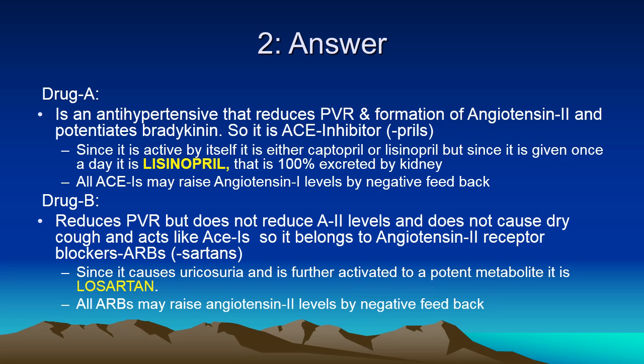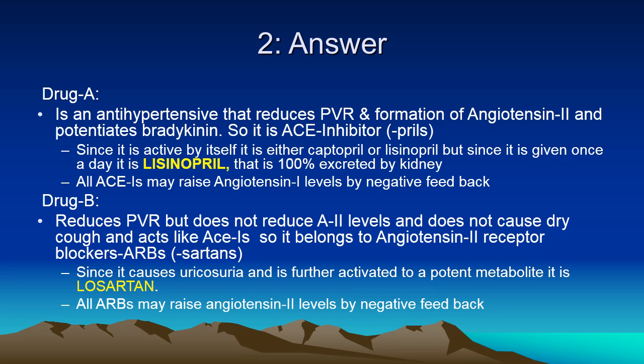Since it is active by itself, captopril and lisinopril are active. Other prils are not active. They must be activated. Therefore, either drug is captopril or lisinopril. But since it is 100% excreted unchanged and given once daily, it is lisinopril only. Captopril is given in divided doses daily. It is to be remembered that all ACE inhibitors may raise angiotensin I level by negative feedback.